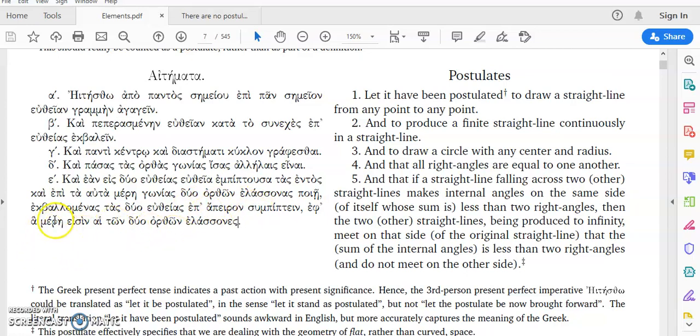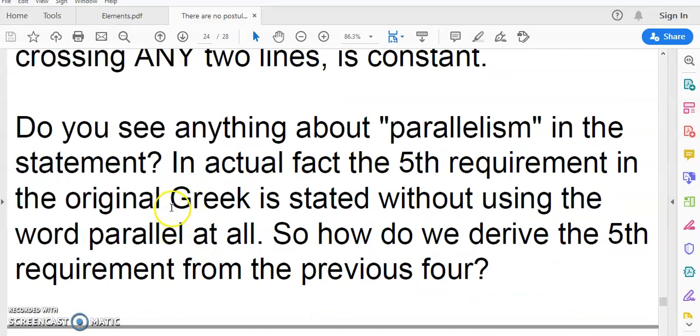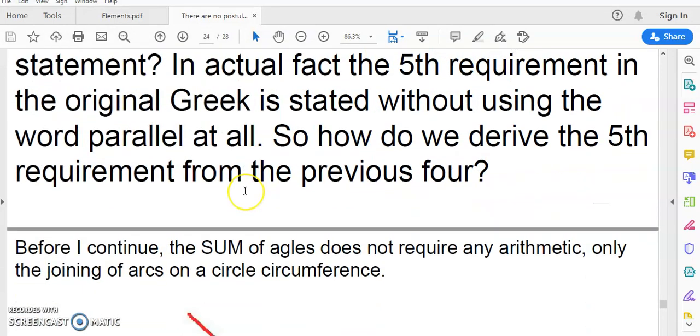And ekvalomenas, etc. So there's no word there which says anything about parallel. Okay, the Greek word for parallel is parallelos. All right, so the fifth requirement in the original Greek is stated without using the word parallel at all.